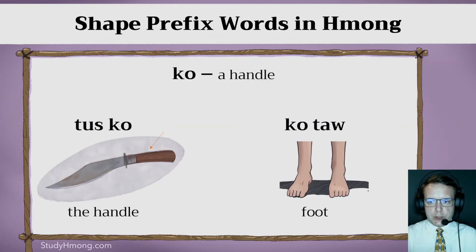Another example, ga, refers to something shaped like a handle. On the left side, we have tu ga, the handle. So this is the handle of a knife. And on the right hand side, we have ga ta, which is the foot. So we see, if we think about it, the foot is shaped kind of like a handle, depending if you were to describe it after seeing a foot for the first time. Maybe you think it looks like a handle.